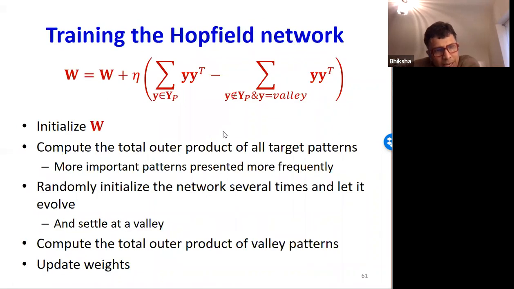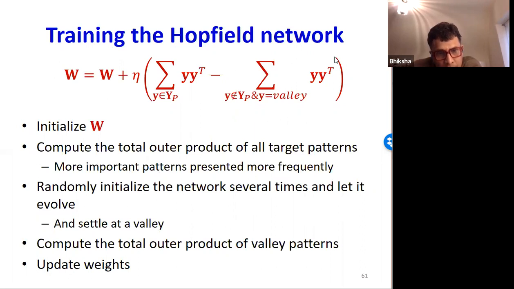So here is my training. I'm going to initialize my W. I compute the outer product of all the target patterns that I want to remember, and more important patterns will be presented more frequently. I'm going to randomly initialize the network several times and let it evolve. It will settle at a valley.